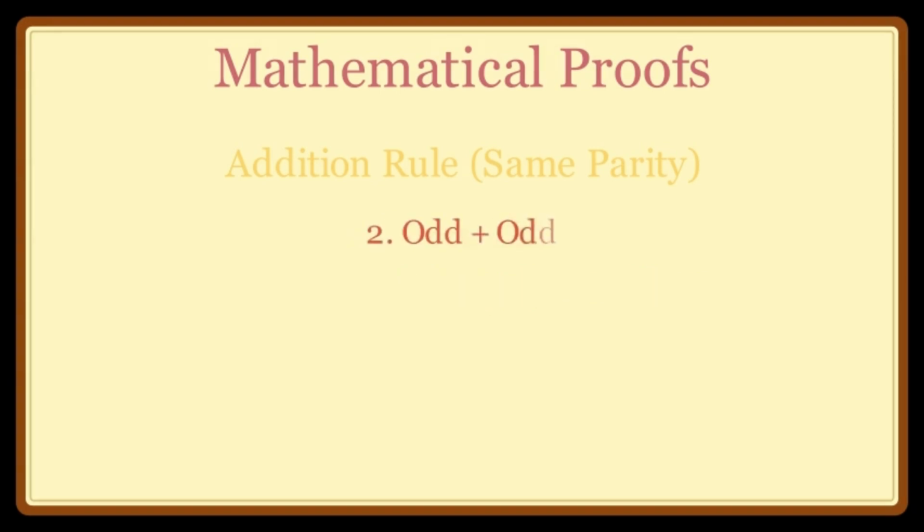Now for the second scenario, adding two odd numbers, we take 2 times k plus 1 and add 2 times m plus 1. When we add them all up, we get 2 times k plus 2 times m plus 2. Notice how every single piece is now a multiple of 2. We factor out the 2 from everything, leaving us with 2 times the group k plus m plus 1. Since the whole thing is 2 times an integer, the two odd pieces have combined to make the result completely even.